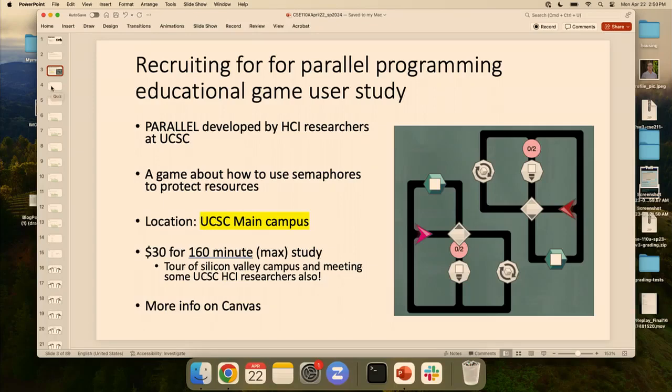Yep. So it's going to be both places. If you message them and want to go to the Silicon Valley campus, that's where their headquarters is, so they'll like that. If you want to hang out here in Santa Cruz, then they're planning to bring the stuff over. So yeah, I think they're just getting a little bit desperate for participants. Okay.